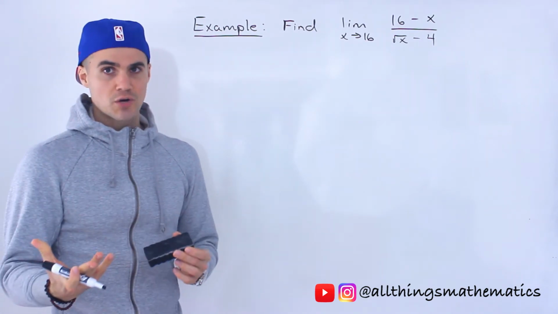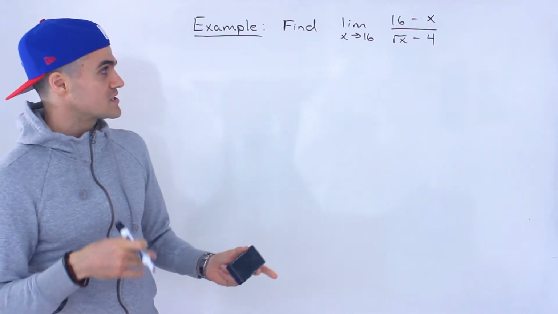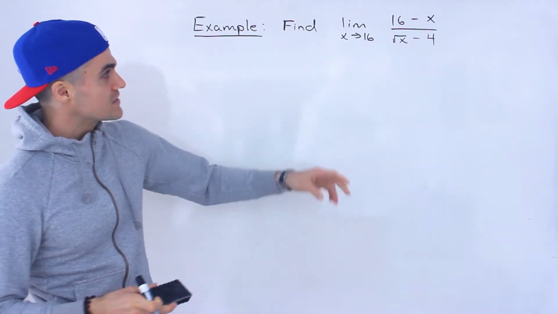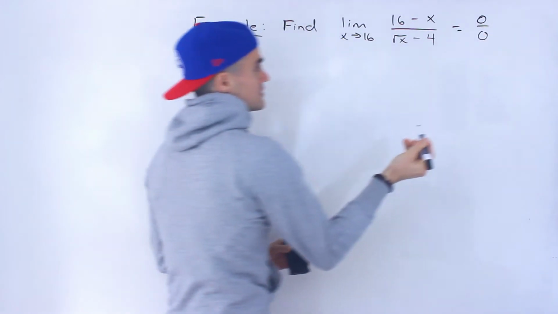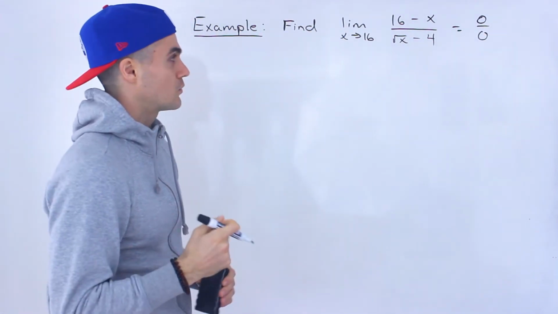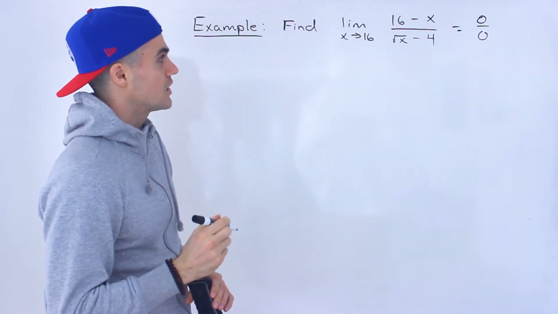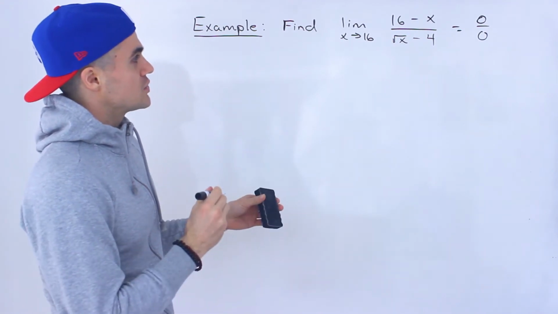Now, the first thing you always want to check with a limit is direct substitution. If we sub in 16 for all the x values, notice that we're going to get 0 over 0. So unfortunately, that's not going to work. We're going to have to use a different strategy here, and there are actually two ways to do this.